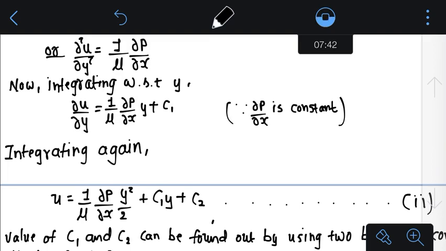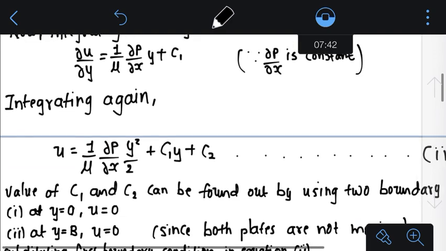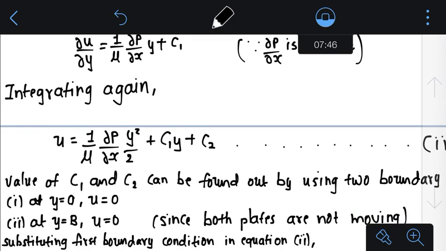So integrating again, the form will be u is equal to 1 upon mu ∂p/∂x into y²/2 plus c1 y plus c2. Let's call this equation number 2. This is the general form for the velocity in this case. But here we have two constants of integration, c1 and c2, and we need the values of c1 and c2 to get the final form of this equation.